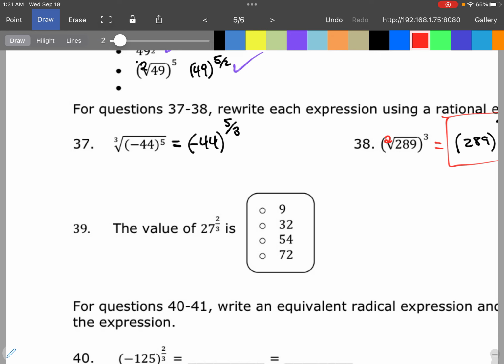What is the value of 27 to the 2/3 power? Is it 9? Is it 32? Is it 54? Is it 72? Type it into the calculator and you'll know. And me, of course, I'm a teacher. I can do the work.